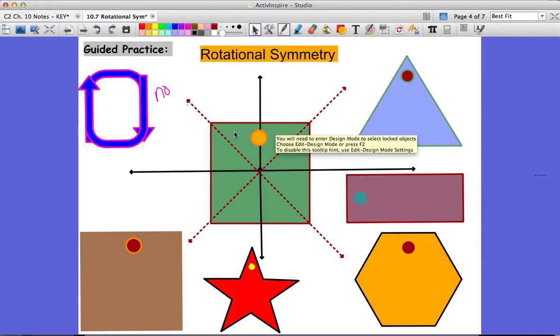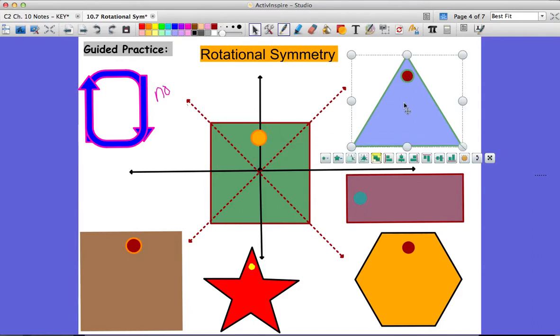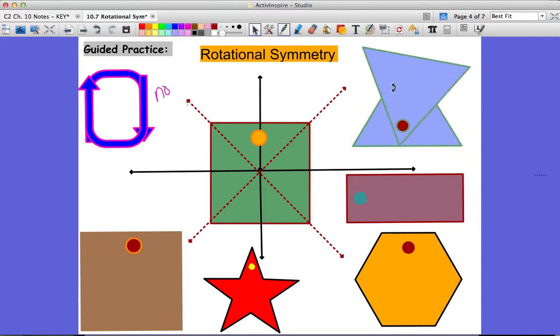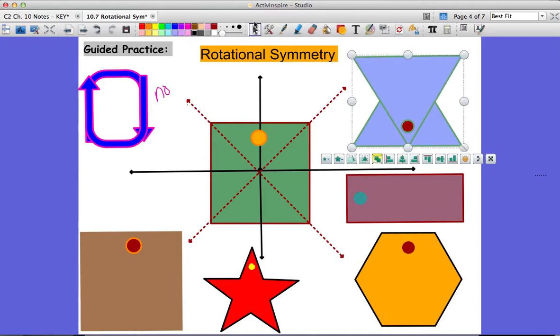Right, so we can try the triangle. If I take this triangle and I rotate it 90 degrees, it does not have rotational symmetry. And again, it doesn't meet up in the 180 degrees. So again, this shape does not have rotational symmetry.